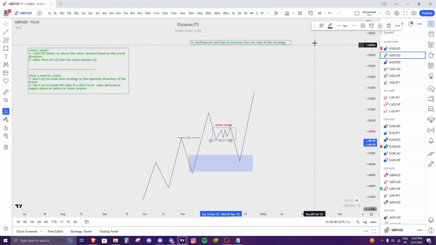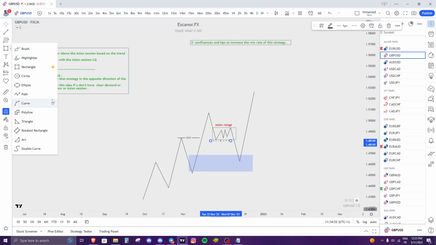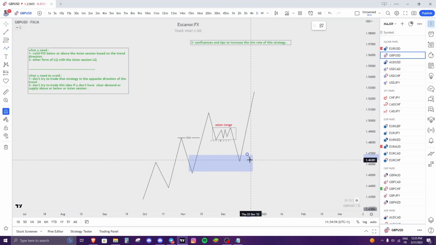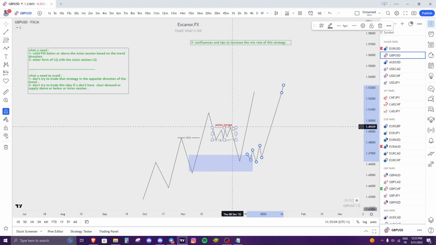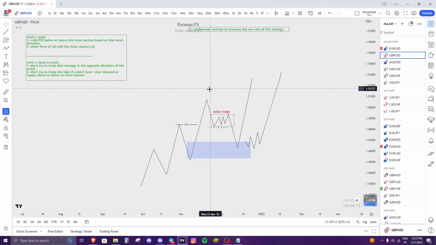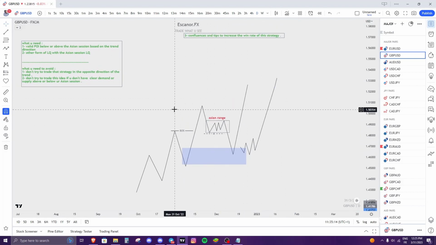We have liquidity here taken out, tap into a demand that caused a break of structure, and then look for a lower time frame confirmation like a change of character, and enter from a lower time frame demand here, targeting as a first TP the high of the Asian session and the second TP the last high. So this is, by example, the same thing with the sell example.